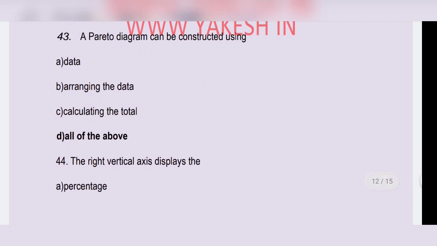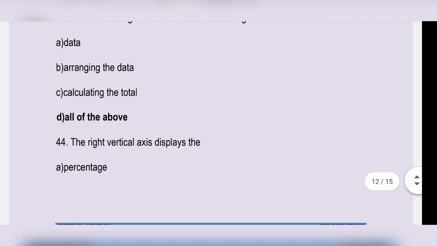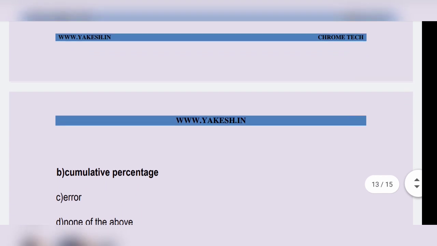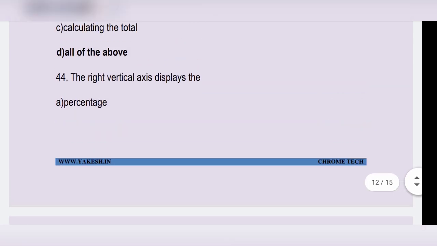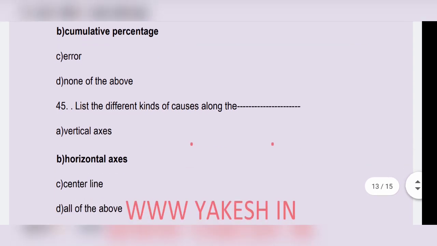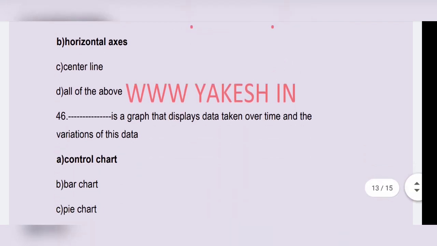The Pareto diagram can be constructed using option D, all of the above: collecting data, arranging the data, calculating the total. Option D is the correct answer. All the answers are right. The right vertical axis displays the cumulative percentage. List the different kinds of cases along the horizontal axis, option B.